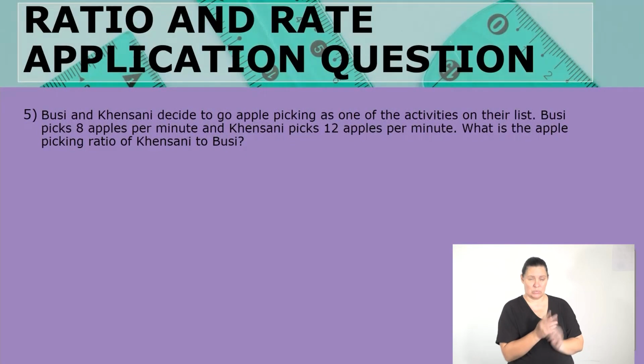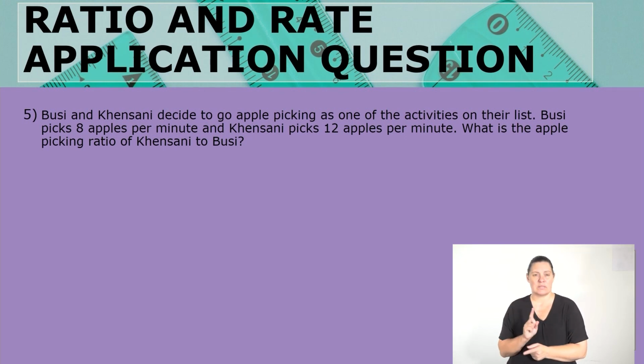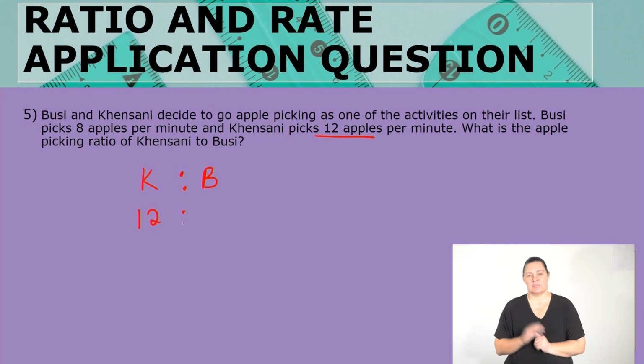So, remember Busi and Kensani decided to go apple picking as one of the activities on their list. Busi picks 8 apples per minute and Kensani picks 12 apples per minute. What is the apple picking ratio of Kensani to Busi? So, Kensani to Busi. Remember, Kensani was 12 apples per minute and Busi was 8 apples per minute.